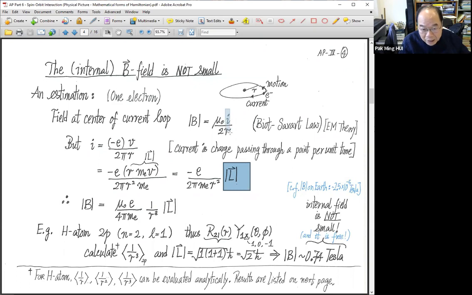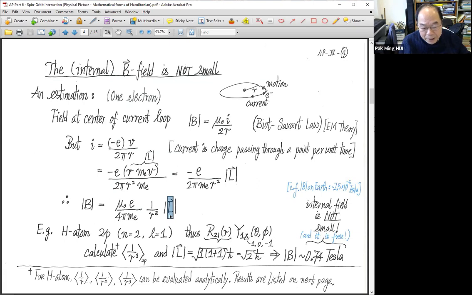You plug it back to here. Obviously now, the internal magnetic field is proportional to the magnitude of the orbital angular momentum. And then we have a chunk of constants and 1 over radius cubed. Let's estimate how big this internal magnetic field is. So you take any state, P state. We take P because we need L not to be 0. Okay, if you take S state, L is 0. We don't have contribution to the internal field.